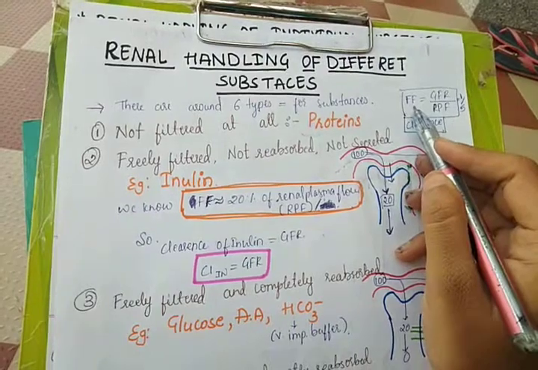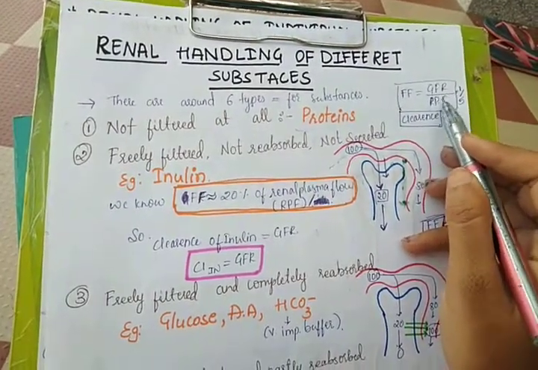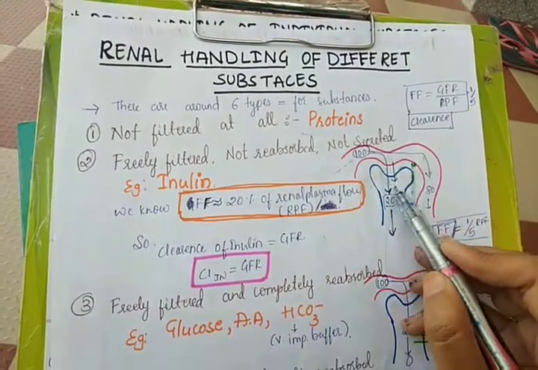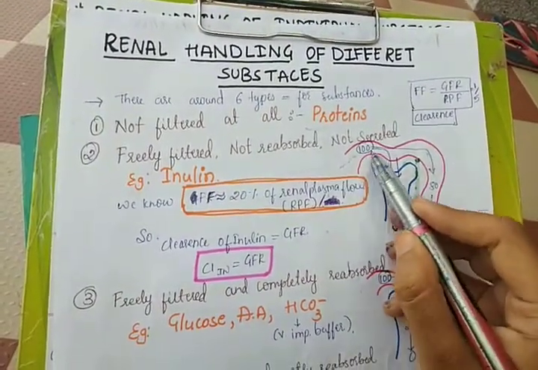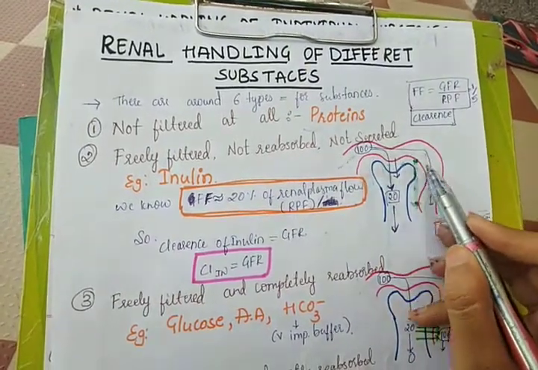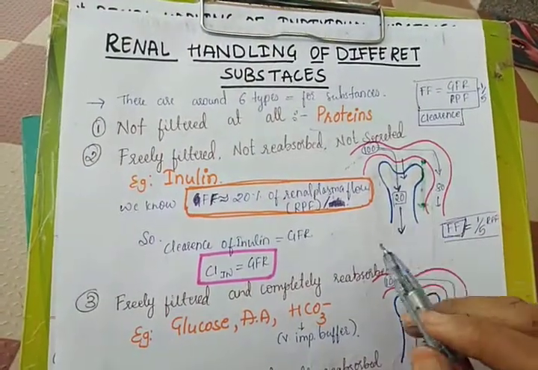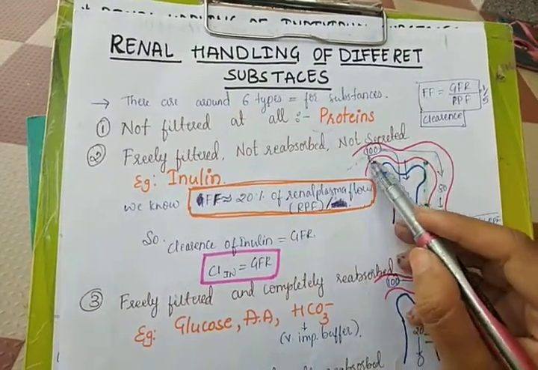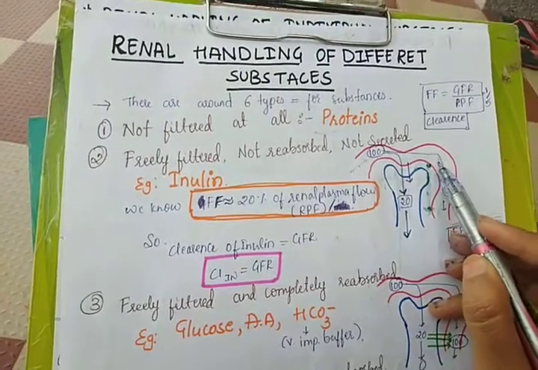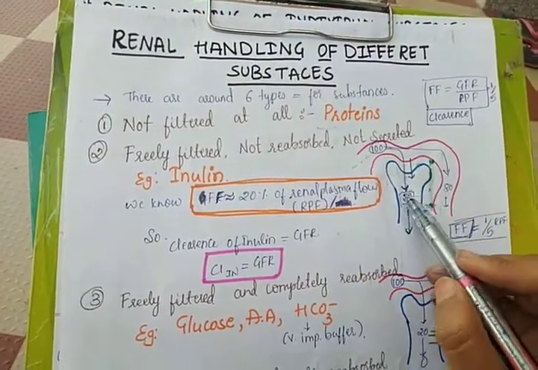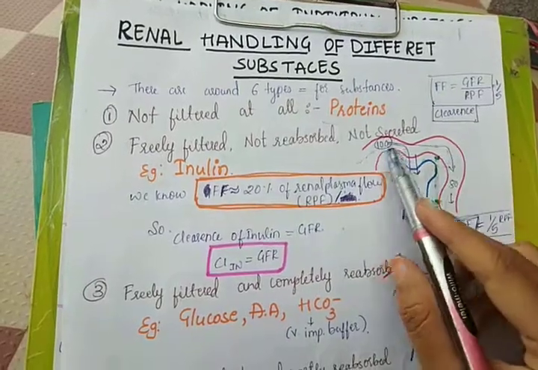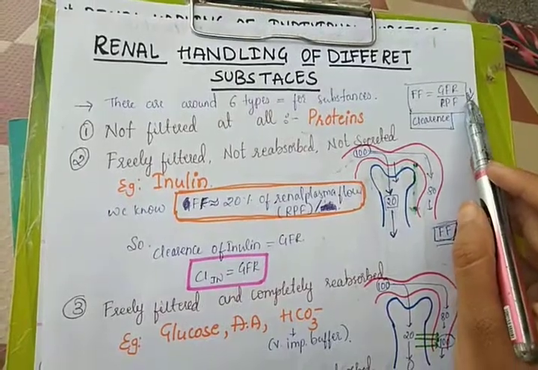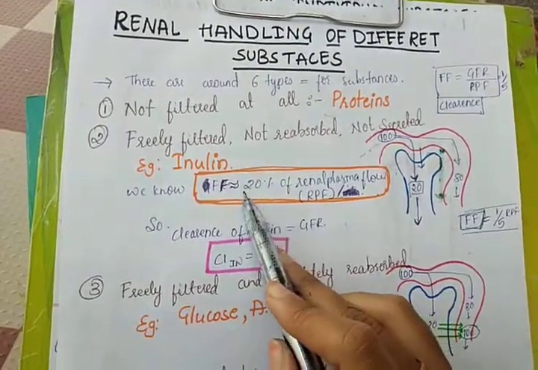What is the filtration fraction? Filtration fraction will be GFR divided by renal plasma flow. That is the fraction of urine forming out of the total plasma which is flowing through the glomerulus. For example, if 100% of the plasma is flowing through the glomerular capillary, then what amount of filtration is forming out of this total amount of renal plasma flow? This will be approximately 1 by 5, that is nothing but 20%.